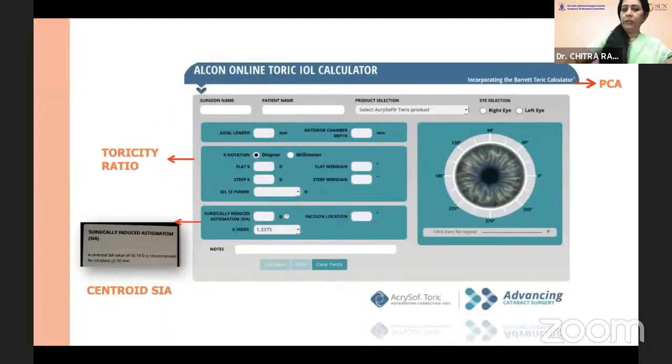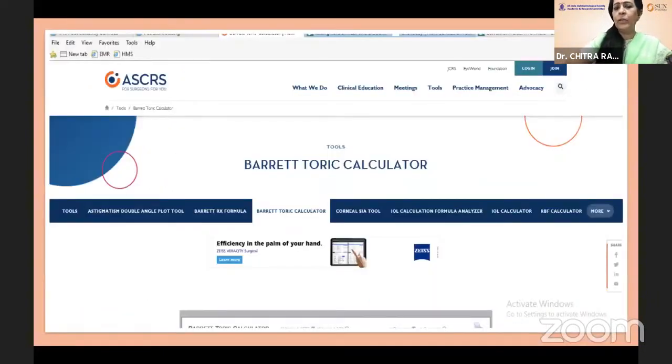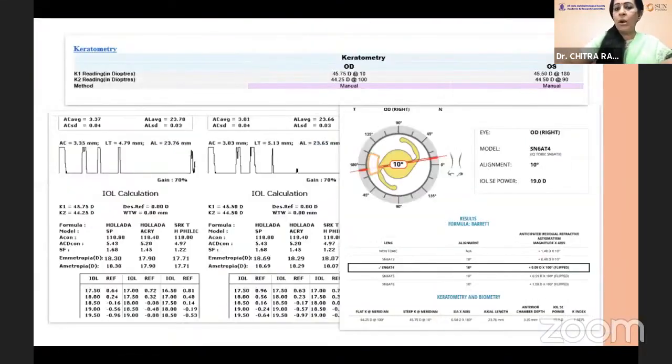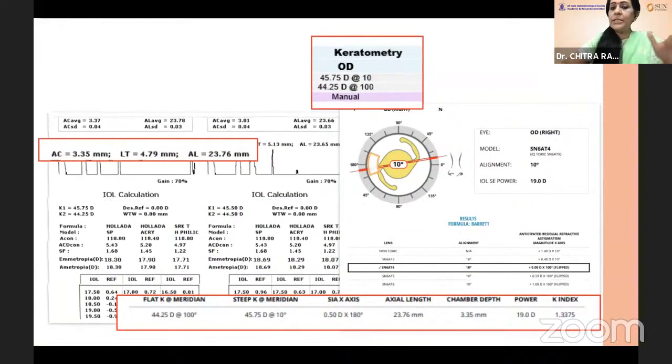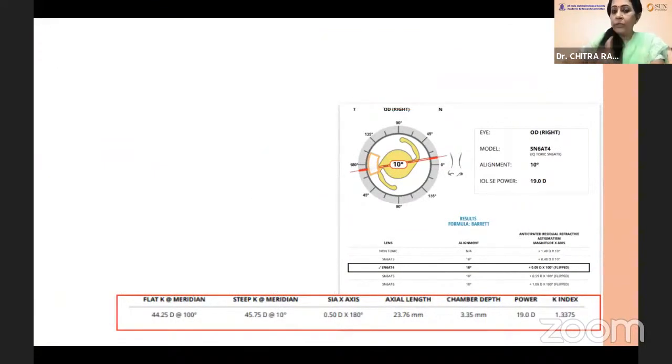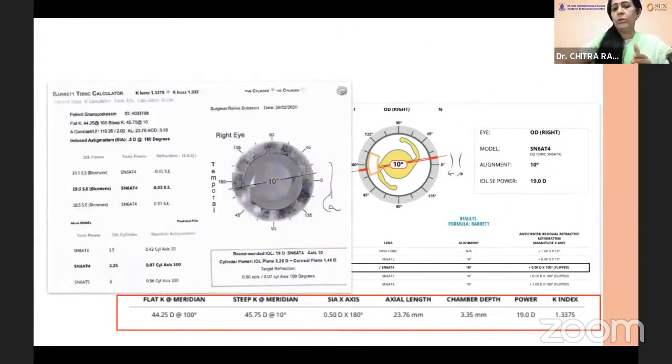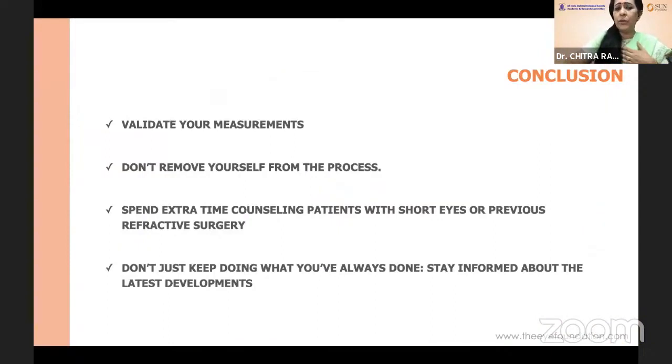Again, for toric calculators, there is the Alcon calculator, which has the Barrett's algorithm incorporated. It also has the Barrett toric calculator, which can be accessed online. Even if you have the immersion biometer values, you could just add on the acoustic constant of the IOL power which you're going to use, and it would give you the axis and magnitude. Essentially, whether you use the immersion or the optical biometers, you could still avail the newer formulas and get the best.